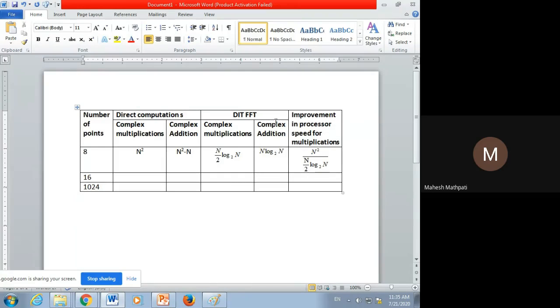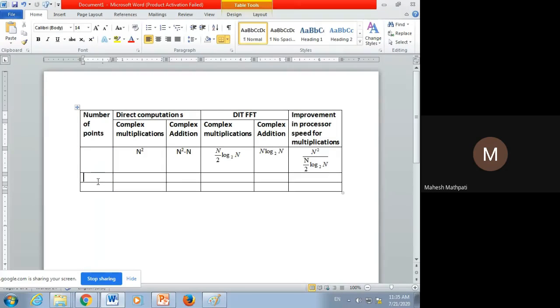If you are calculating for addition, you have to use this formula in a dividing method, like n square divided by n log n, if it is for the addition. Right. Now, let us take the values.